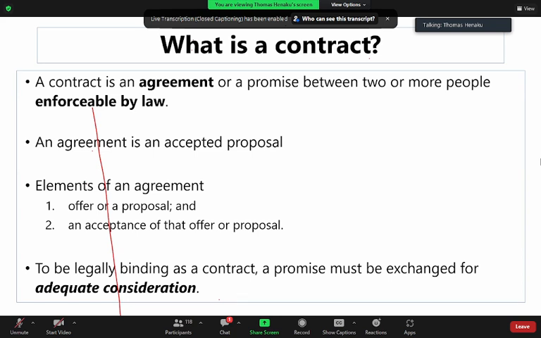So to be legally binding as a contract, we say a promise must be exchanged for adequate consideration. And I highlight the word adequate consideration. So what is adequate consideration? To be legally binding, which is the aspect that we refer to in point 1 as enforceable by law.